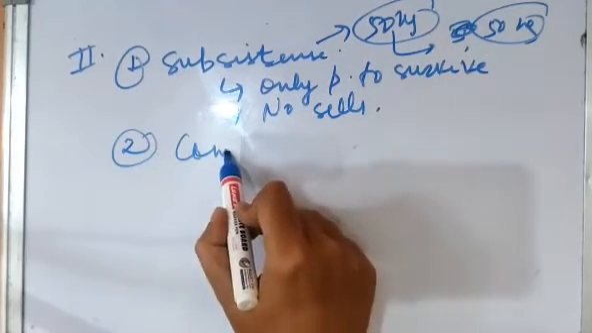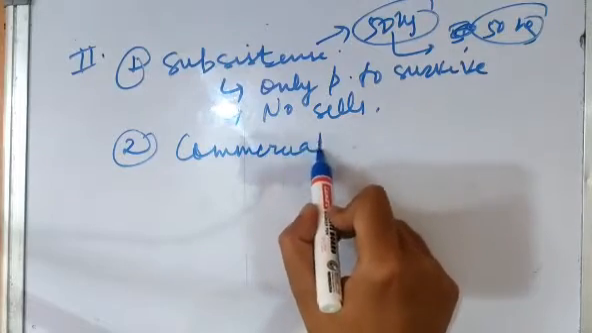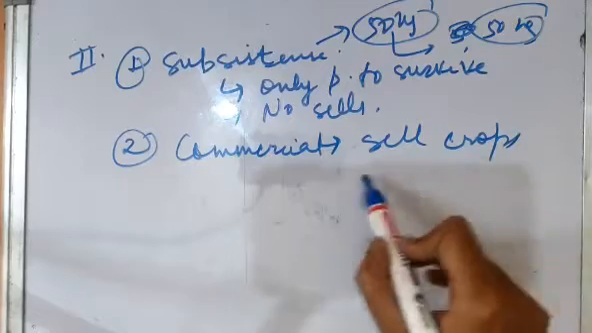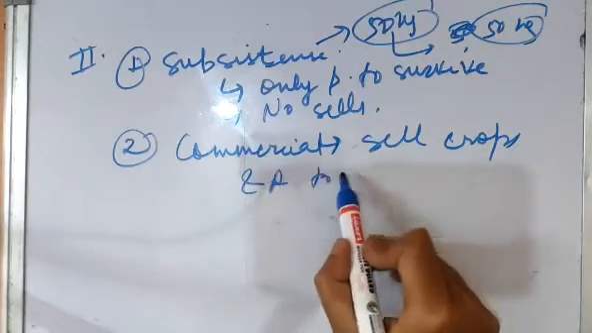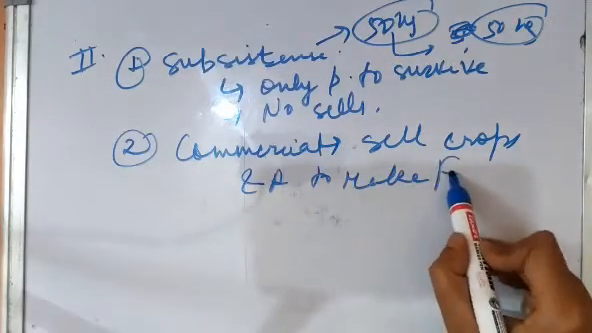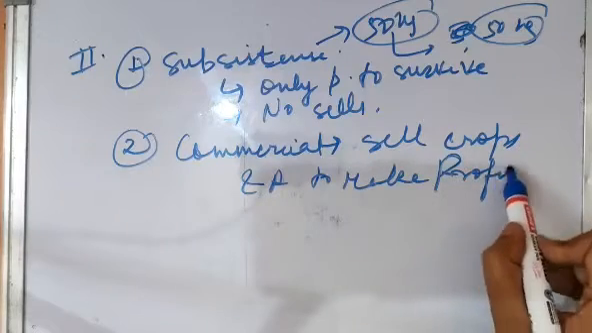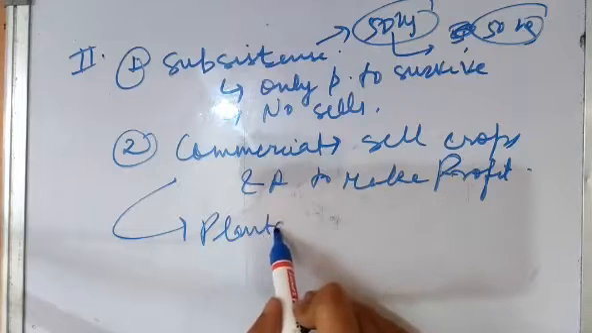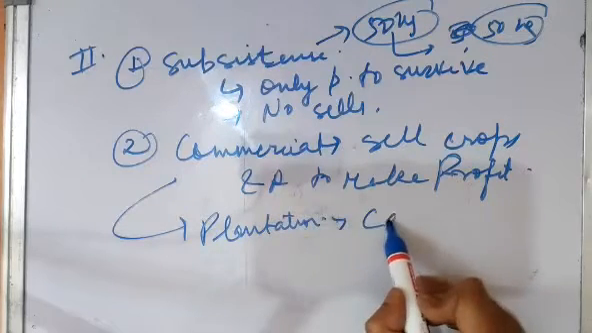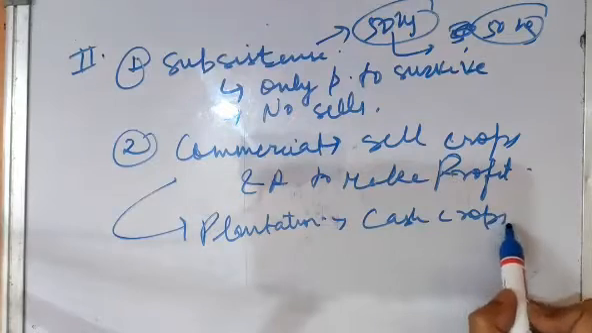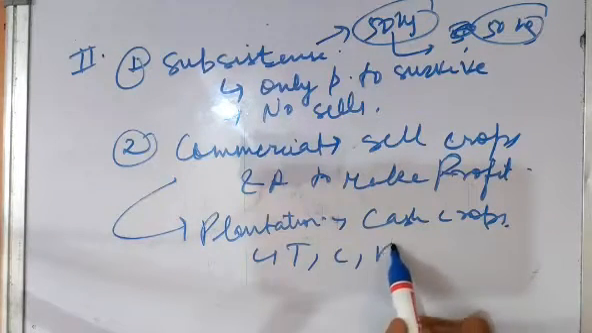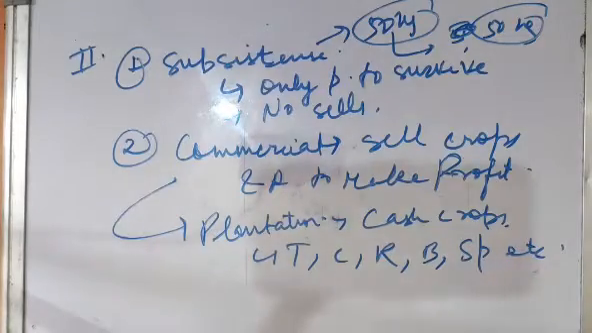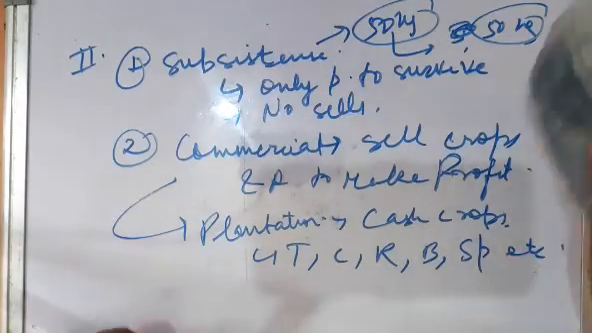Then there is commercial. Here we sell crops and animals to make profit, to make huge profit. In commercial, there is one subtype, that is plantation. Here we grow cash crops like tea, coffee, rubber, banana, spices, etc., which give us a huge amount of income.